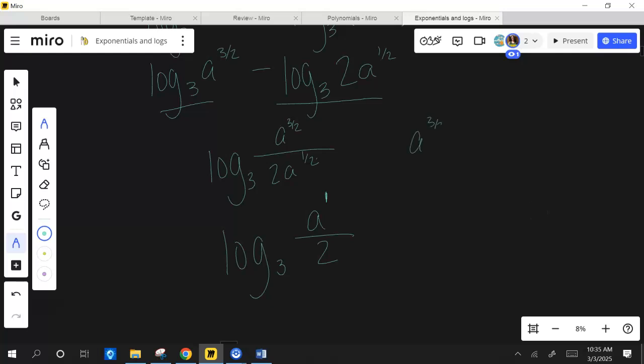A to the 3 over 2 over a to the 1/2. I would do a to the 3 over 2 minus 1/2, because I subtract, by those properties of exponents. So I get a to the 2 over 2, which is 1. The bottom goes away when you subtract them. So you're used to seeing ones that look like this, and you would subtract and just get x to the first. This one, they're just fractions, but it's the same property.